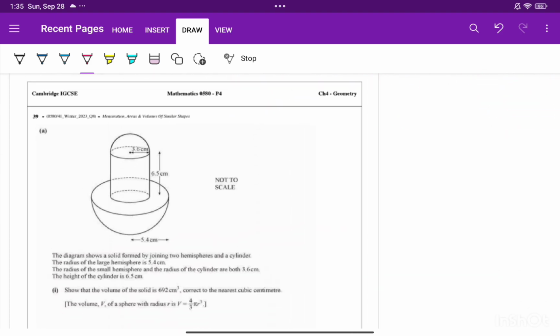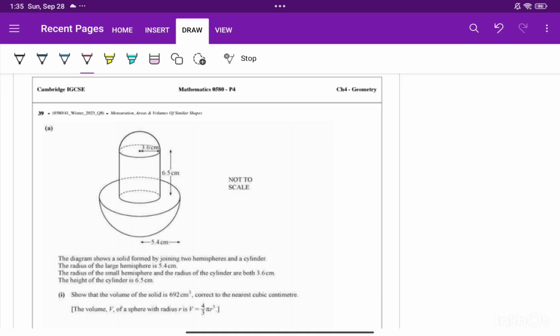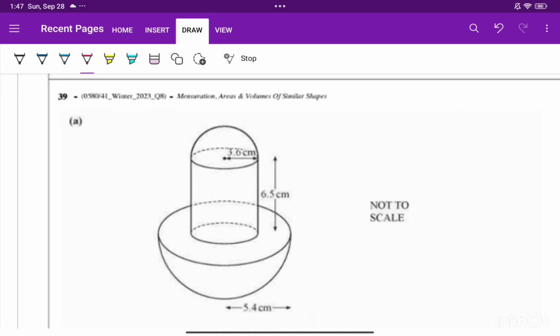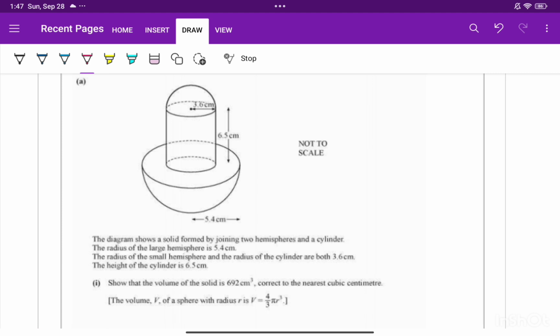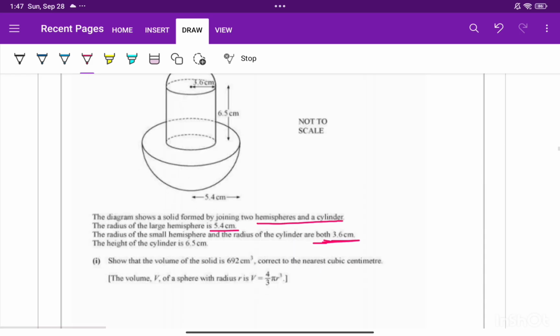Let's move to the next question, number 39. 39 has been taken from October/November 2023, Question 8, part A. The diagram shows a solid formed by joining two hemispheres and a cylinder. The radius of the large hemisphere is 5.4. The radius of the small hemisphere and the radius of the cylinder are both 3.6. The height of the cylinder is 6.5. Show that the volume of the solid is 692 centimeters cubed, correct to the nearest cubic centimeter.